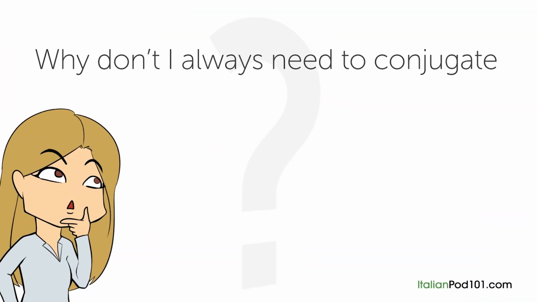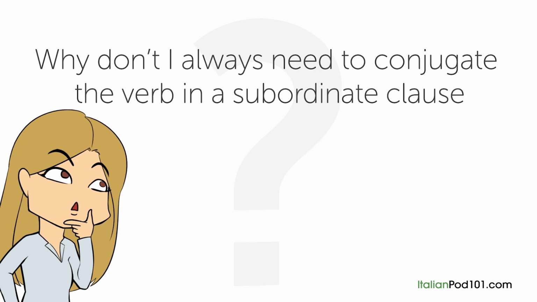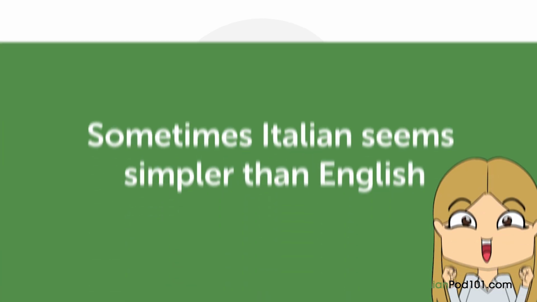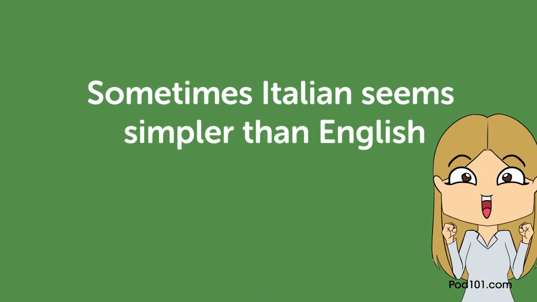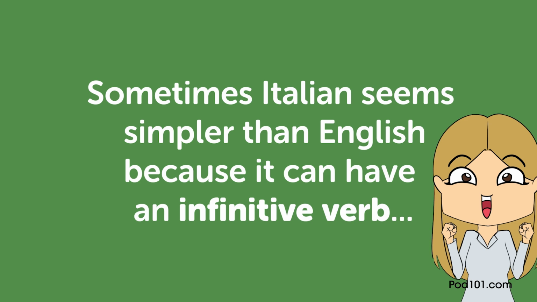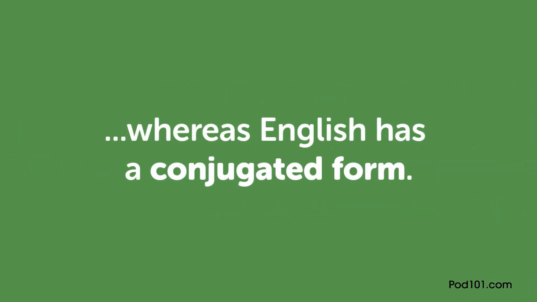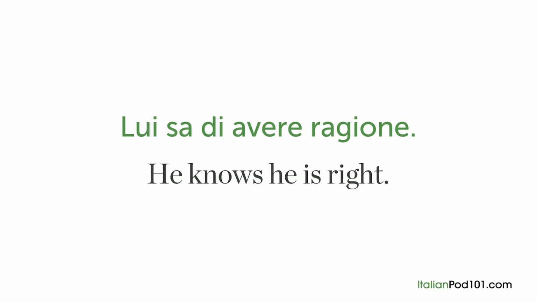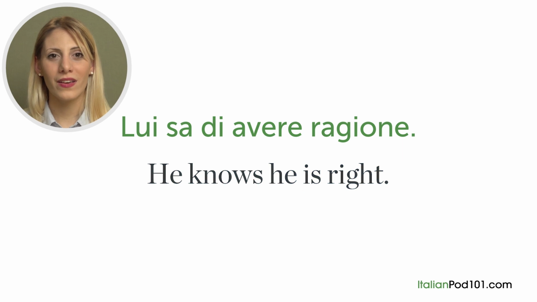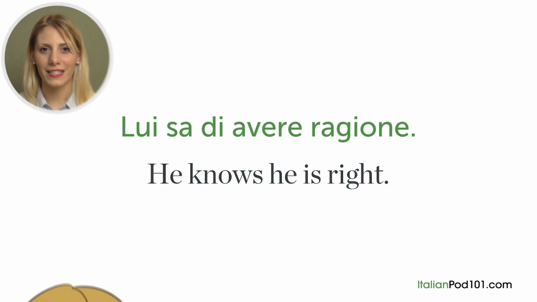The question for this lesson is, why don't I always need to conjugate the verb in a subordinate clause? Sometimes Italian seems simpler than English because it can have an infinitive verb, whereas English has a conjugated form. For example, lui sa di avere ragione. He knows he is right. Why is avere not conjugated? What are the rules that regulate this?